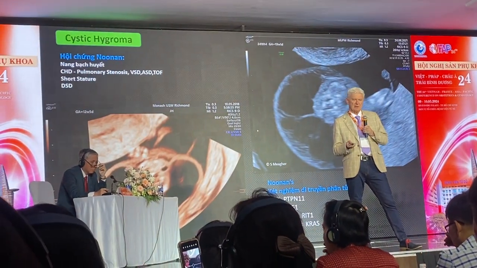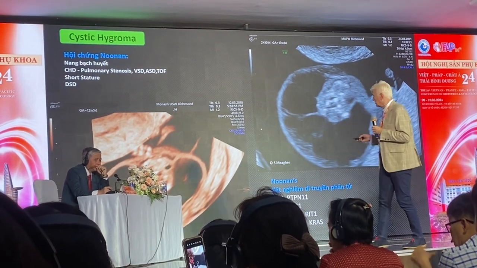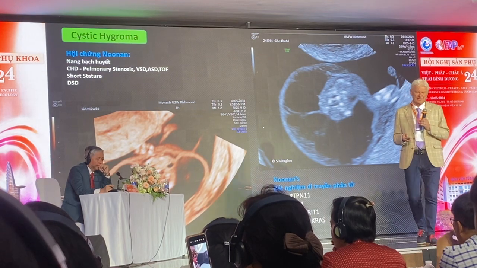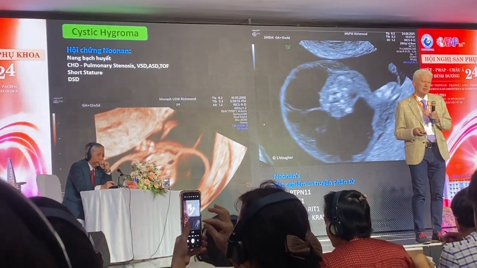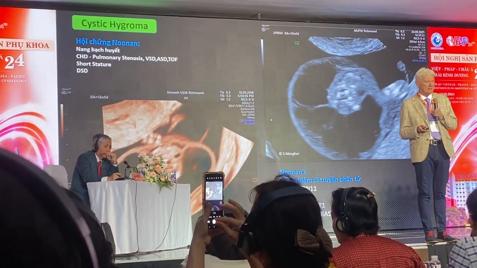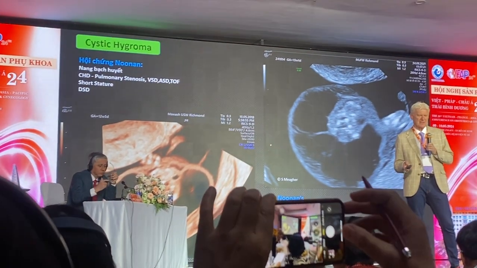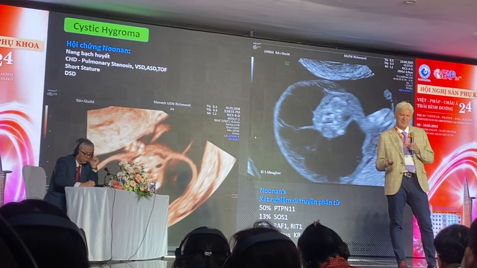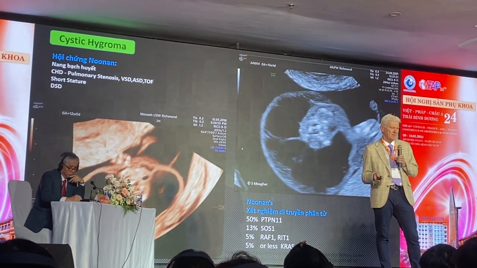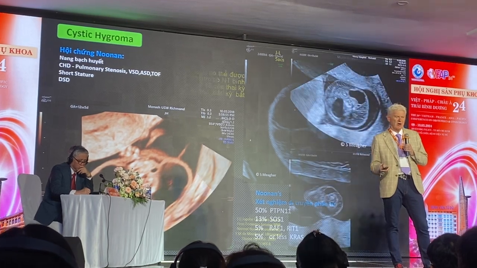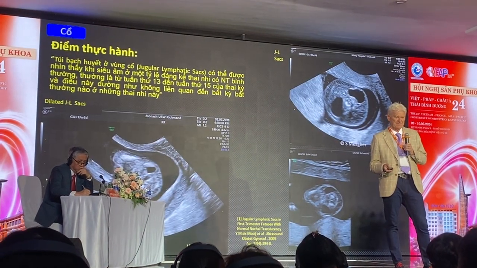You may find when you look at the neck that there are dilated jugular lymphatic sacs. And if you ever see that, you need to consider looking for Turner syndrome, number 1, possibly Down syndrome. And in the future, you will be offering testing by exome sequencing or testing for Noonan syndrome, particularly for those that do not resolve. So there's a strong association with the genetic basis.